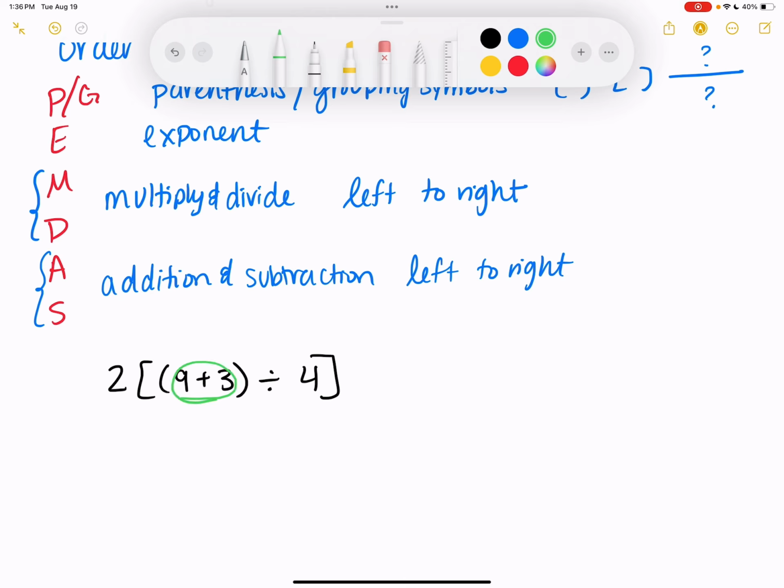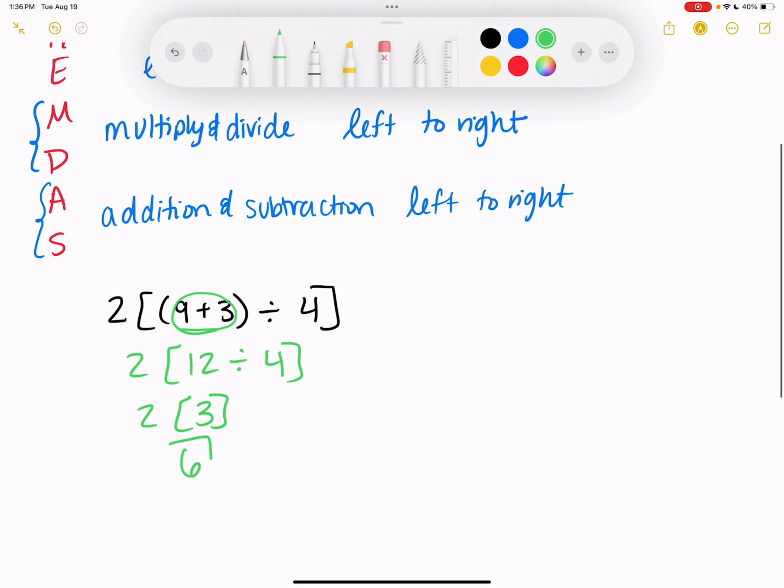So I would do the 9 plus 3 first to get 12, and then copy everything else down. So then the next thing I would do is inside those brackets, I still have stuff. So then I would do 12 divided by 4, which is 3. And then ultimately I have the 2 out here that needs to be multiplied by what was inside. And so 2 times 3 is 6, which would be my final answer on one like that.